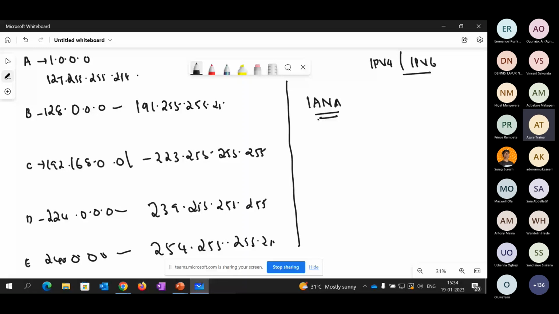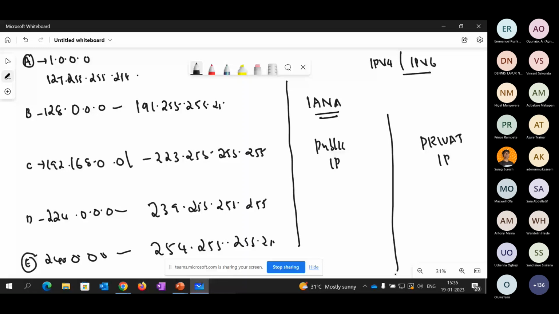Now, if you take these IP addresses, we start from 0 to 255. We are not going to use all these IP addresses on the internet. If you take class A to class C, we cannot use all these IP addresses on the internet. Again, these IP addresses are classified into two categories. One is known as a public IP address, and the second one is known as a private IP address.